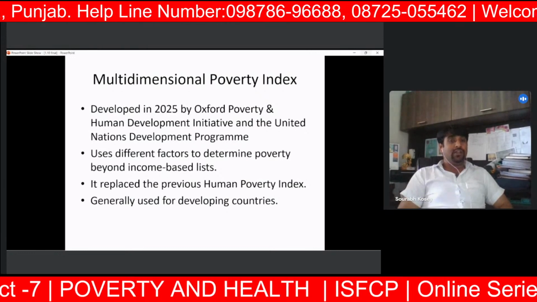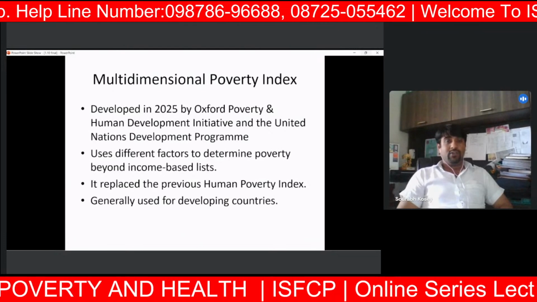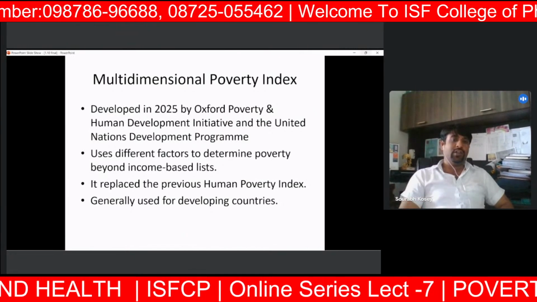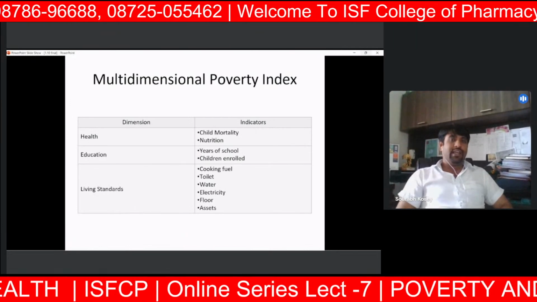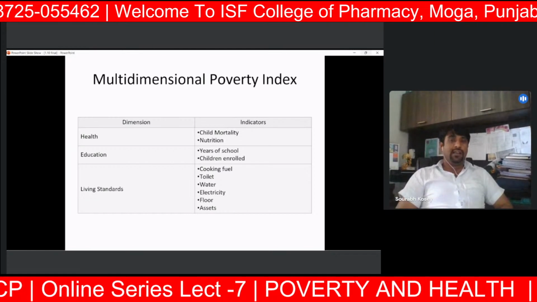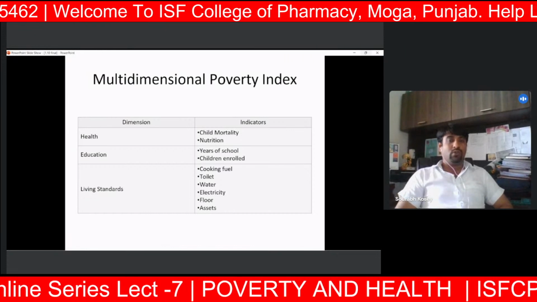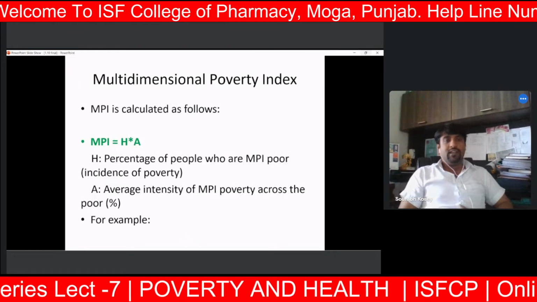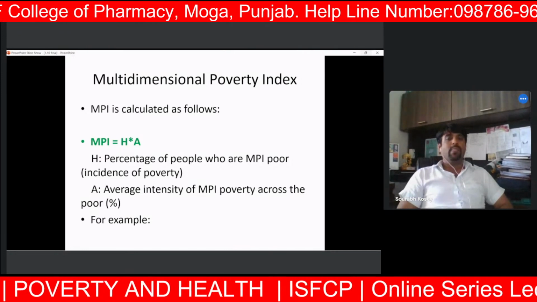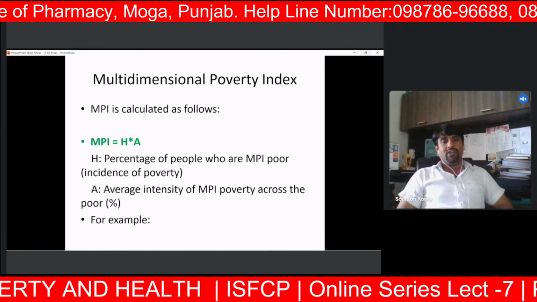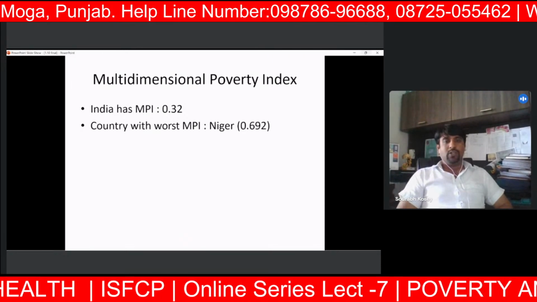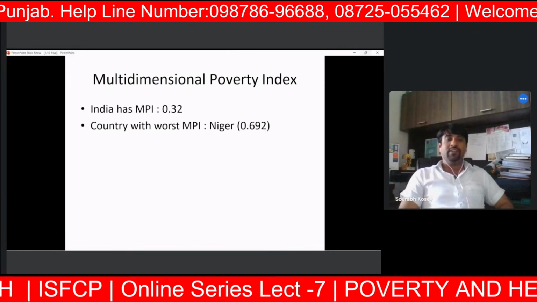The multidimensional poverty index, developed by the United Nations Development Programme to replace the previous human poverty index, uses different factors to determine poverty beyond income and is generally used for developing nations. The dimensions for the MPI are health, education, and living standard: child mortality, nutrition, years of schooling, children enrolled, cooking fuel, toilet, water, electricity, floor, assets. MPI is calculated as MPI equals H multiplied by A, where H is the percentage of people who are MPI poor, the incidence of poverty, and A is the average intensity of MPI poverty across the poor, in percentage. India's multidimensional poverty index is 0.32, where the country with the worst MPI is Nigeria at 0.692.